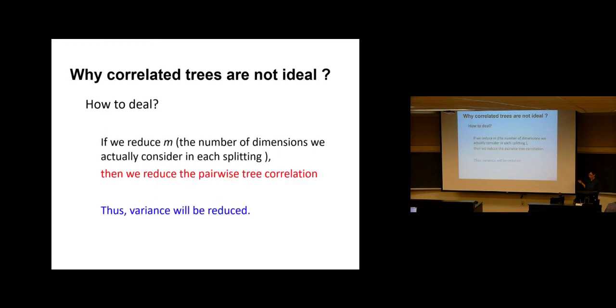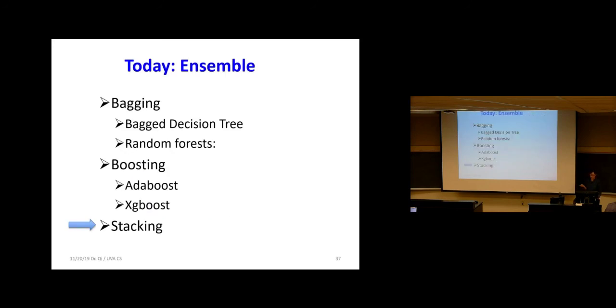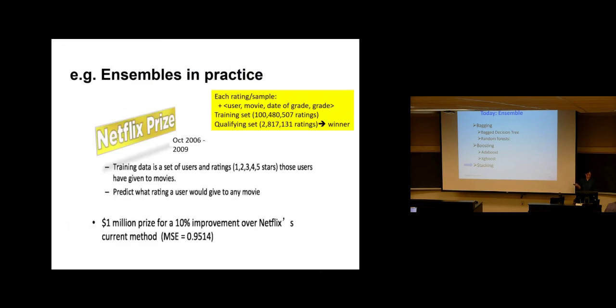So in the end, we reduce the pairwise tree correlation, and then because the rho gets smaller, that's why the total variance of my random forest model got reduced. It's very clear from that equation. Okay, so before I talk about boosting, I want to talk about stacking.